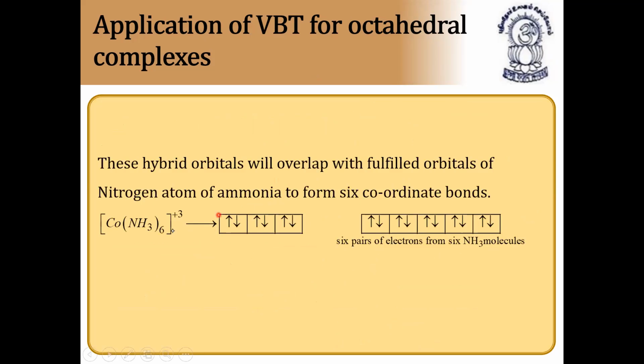Due to which it forms cobalt hexaammine. These hybrid orbitals overlap with the filled orbitals of the nitrogen atom of ammonia to form 6 coordinate bonds. How many coordinate bonds? 6, because each nitrogen donates a pair of electrons, and in total we have 6 nitrogens. So 6 pairs of electrons form the bonds with 6 ammonia molecules. This is the explanation of valence bond theory for the octahedral complex.